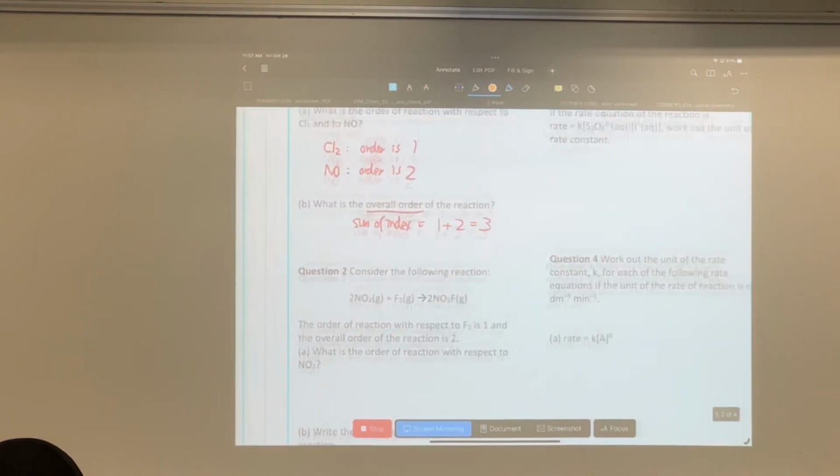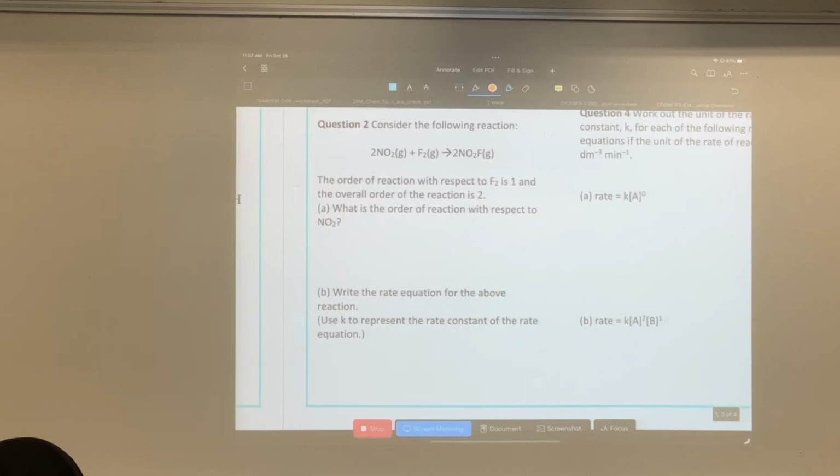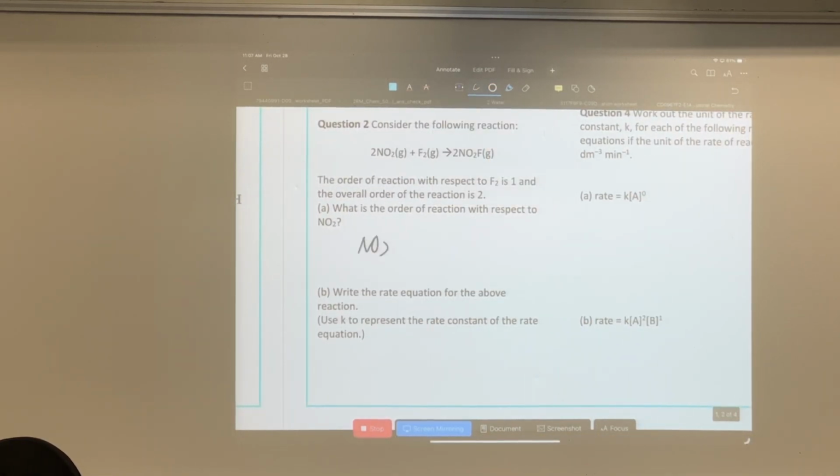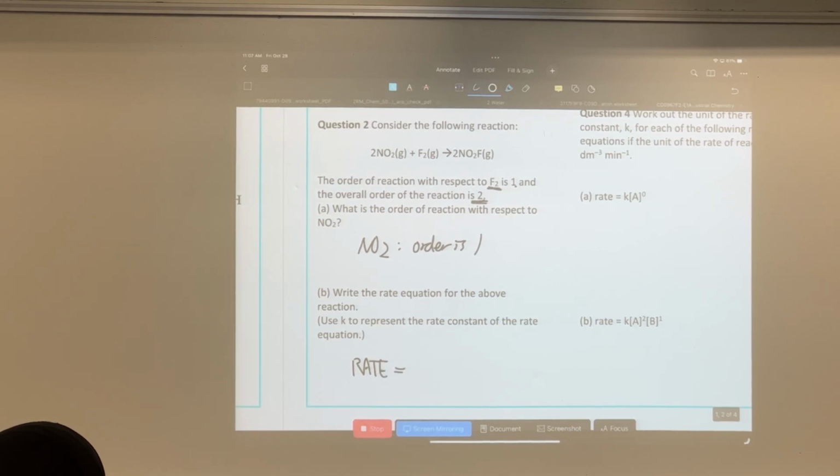Next. So, can you write down this equation properly? If the order of F2 is 1 and the overall order is 2, then the order of NO2 must be 1, because 2 minus 1 is just 1. Can you write me the rate equation? What is the first term that appears in the rate equation? K, small k, remember small k.